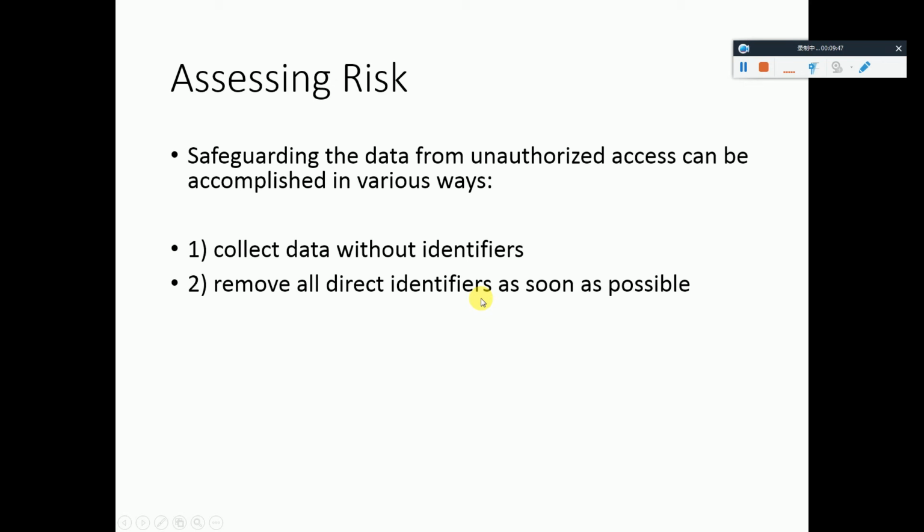So the IRB will say, well, right after you pay the participants, that is right after the function of the identifiers is fulfilled, you should remove all those identifiers permanently, so that other sensitive information about that participant will pose minimal risk to the participant if information is somehow leaked.